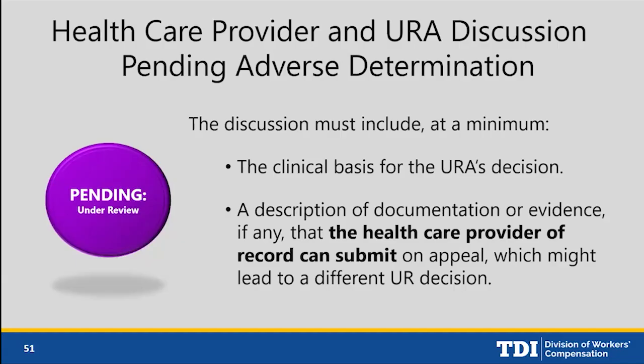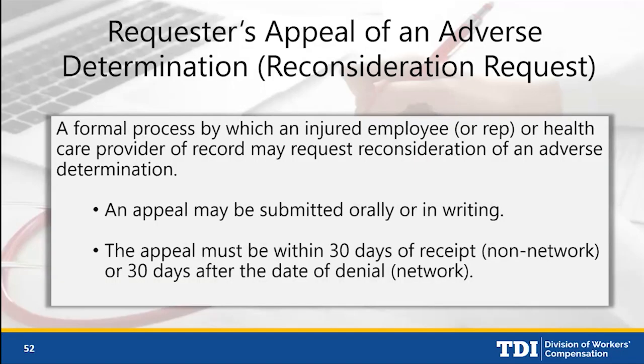So that discussion, again, should include the clinical basis for their pending denial, why they are going to deny, along with a description of the evidence and documentation, and then what's missing, what needs to be done. That way, you can, if you need to, request an appeal. Once you've received that adverse determination, if they still went through with that, you can appeal it.